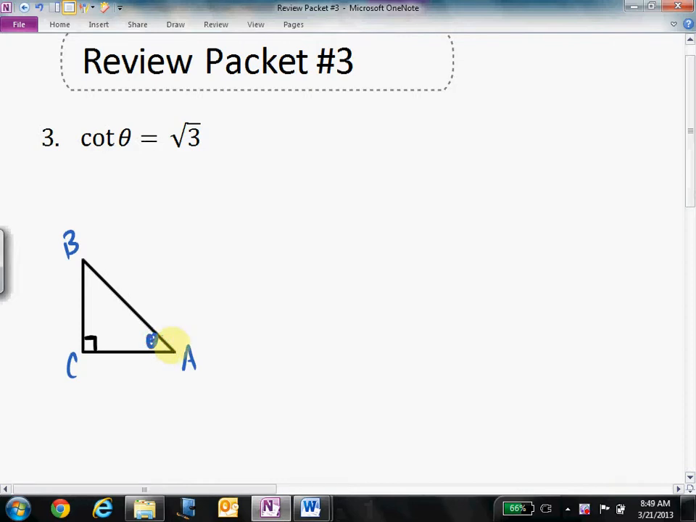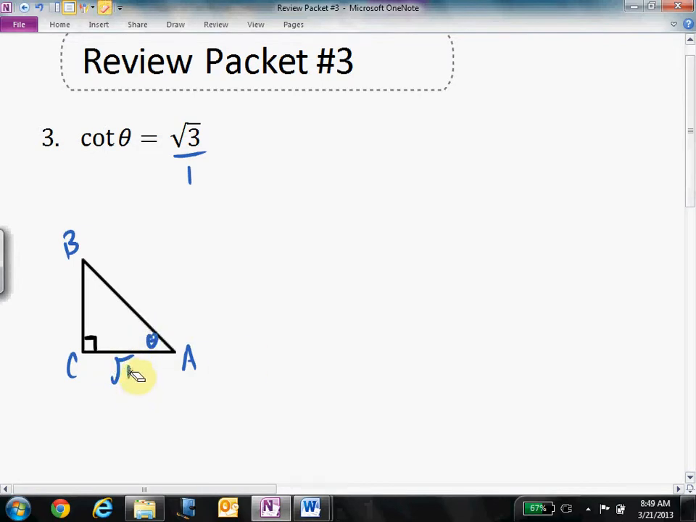and I know that tangent of theta from SOHCAHTOA is opposite over adjacent. I also know that tangent and cotangent are reciprocals. So if tangent is opposite over adjacent, cotangent is going to be adjacent over opposite. Alright, so I know the adjacent side will be square root of 3. So the side adjacent to theta is square root of 3.